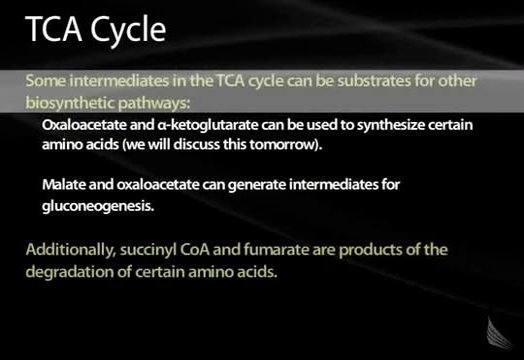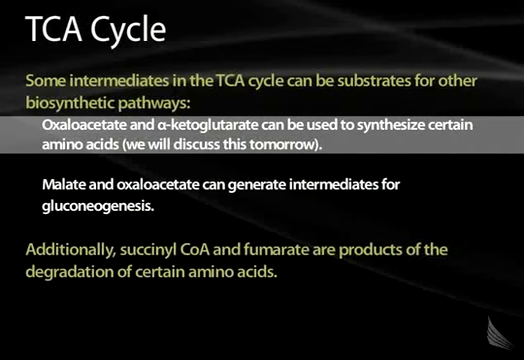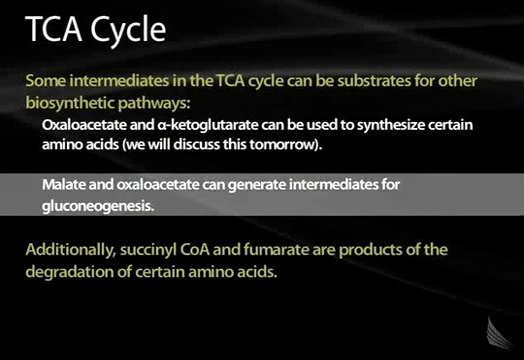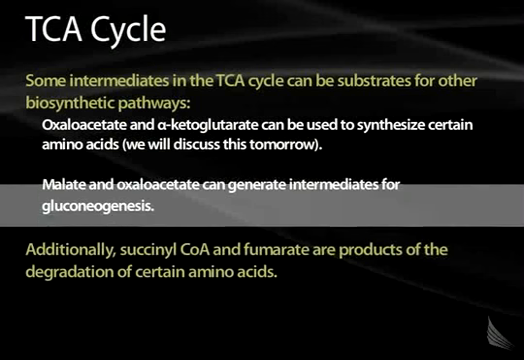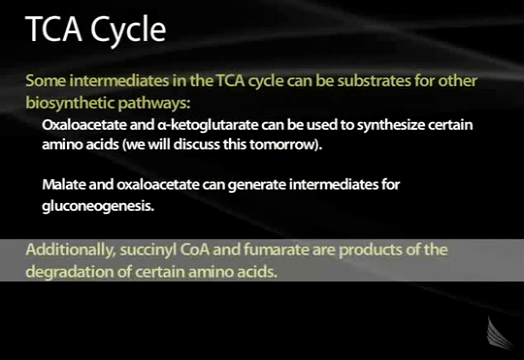Now, some intermediates in the TCA cycle can be substrates for other biosynthetic pathways. So the TCA cycle has multiple functions, not just the production of energy, but also to serve as a go-between in different biosynthetic pathways. For example, oxaloacetate and alpha-ketoglutarate can be used to synthesize certain amino acids, and we'll discuss this more in a different section. Malate and oxaloacetate can generate intermediates for gluconeogenesis. In addition to that, succinyl-CoA and fumarate are actually products of the degradation of certain amino acids.